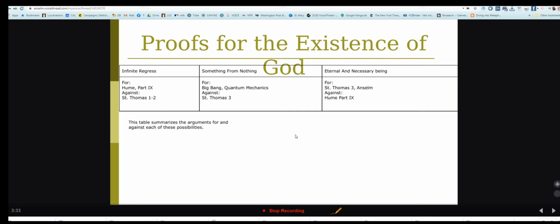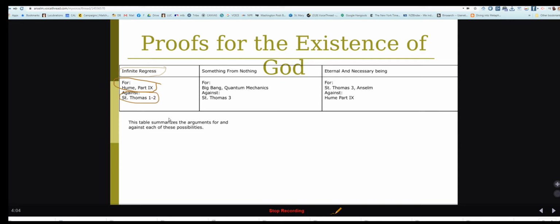So this little table summarizes the arguments for and against the existence of God that we're going to be looking at. And they boil down to three different causes, three different possible ways the universe could have come into existence. The first way is that it could not have come into existence. It could have just always been there. It could have been around forever. We'll call that the infinite regress possibility. And we'll see St. Thomas arguing against that and David Hume arguing for it.